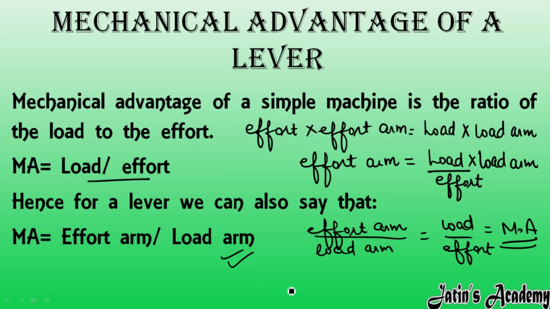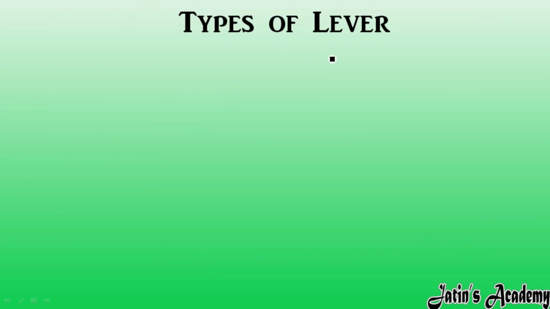If you understood this derivation, that is very good. But if you have not understood, no problem. Just learn this formula: mechanical advantage is equals to effort arm over load arm, which you are going to use in the numericals also. Fine. Mechanical advantage in simple terms is load over effort, but in the case of a lever, we have effort arm over load arm.